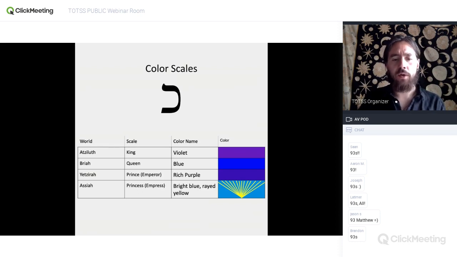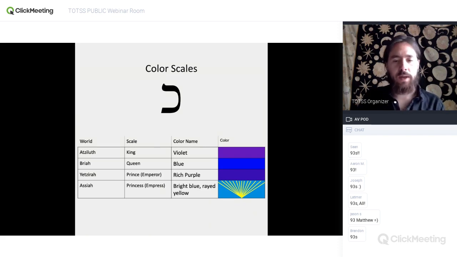The blue that we see in the queen scale has similar significances, also the blue of the sky, of course. And then in the prince scale, we've got rich purple, which I did as slightly on the side of violet, a deep sort of violet, but close to an ultramarine. Again, with a lot of these color scales, I'm doing my best to guess or to understand what they would be. So that was where I decided to put that one.